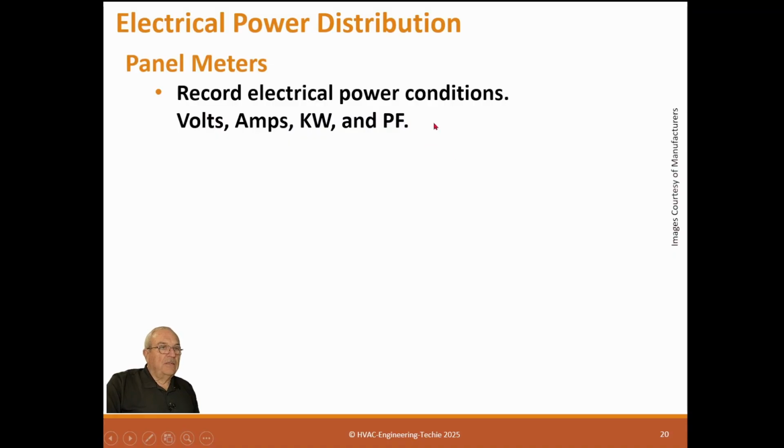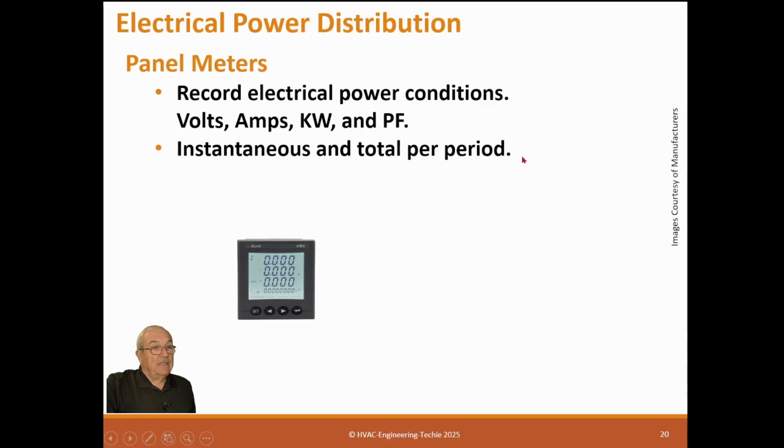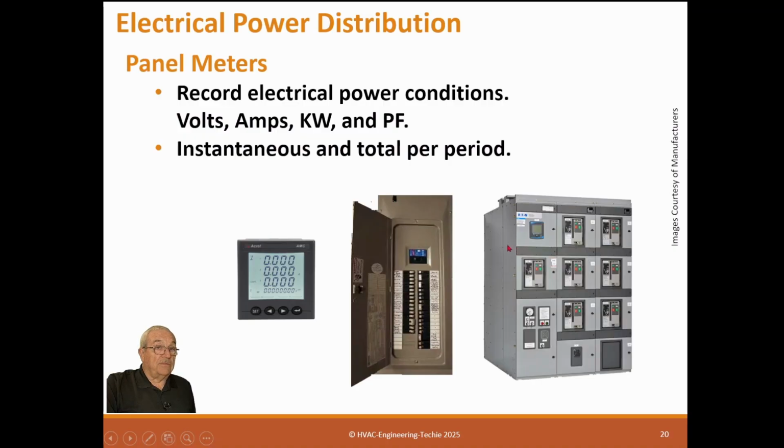Panel meters record electrical power conditions: volts, amps, kW, power factor, and more. May have kVAR and harmonics also. Instantaneous and total per period. These are regular meters, like revenue grade meters, but not quite as accurate as a regular grade meter. This is a normal meter. That's where they'd go. Sometimes you put them right in the face of a panel. Sometimes they would go in the service entrance section or distribution section, or maybe in the panel itself. Or like here's one that's in the face of a distribution panel.